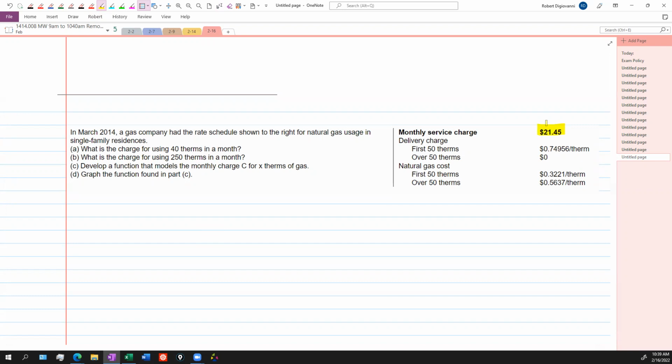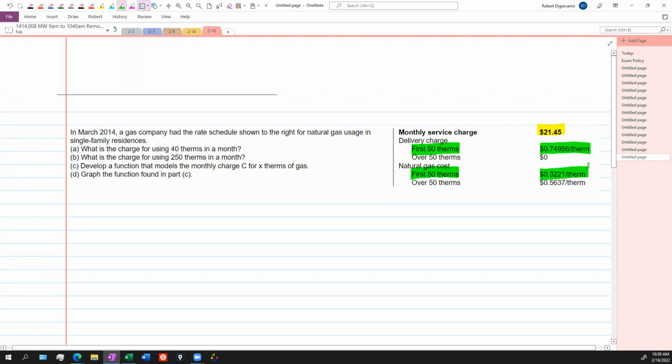Okay, then you have a delivery charge for the first 50 therms, whatever a therm is, a measurement of energy, right? So for the first 50 therms, let's highlight these in a certain color. When we're talking about the first 50, we're going to be paying that much per therm. And then the natural cost, the gas cost itself, for the first 50 therms is this.